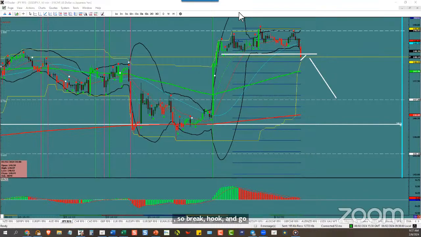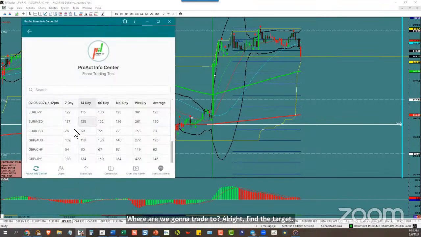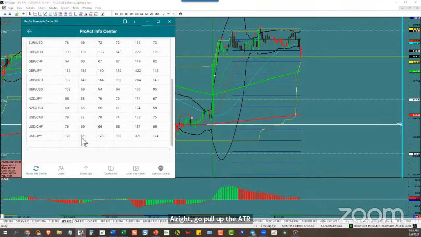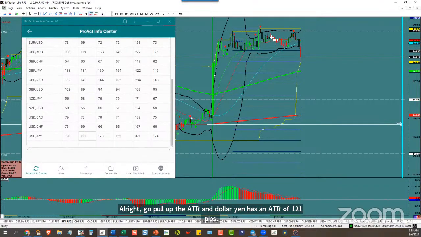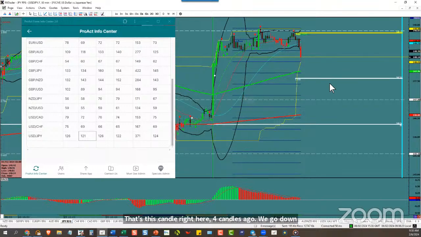Where are we going to trade to? All right. Find the target. Go pull up the ATR, and pound dollar yen has an ATR of 121 pips. Find the 5 o'clock candle from yesterday, 1600. We put a high in after that. That's this candle right here, 4 candles ago. We go down for 121 pips, and we're a seller, and there's a target.